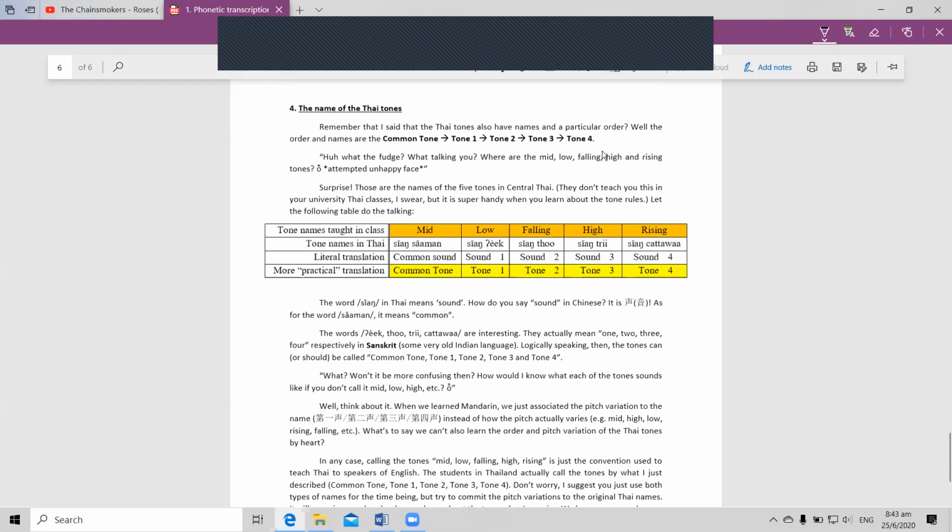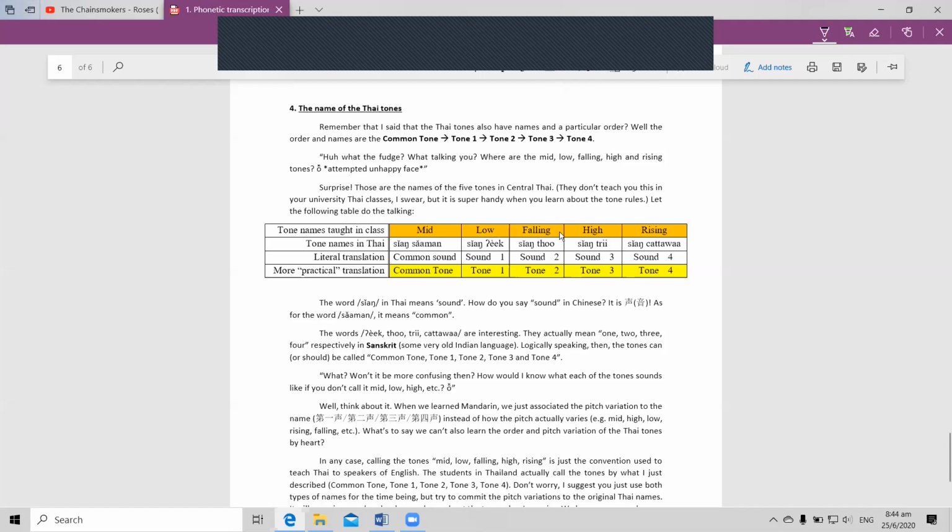And do they have other names? Yes. When the Thais learn the tones, they learn the names as the original names. They don't learn it as, oh, this is the mid tone, the low tone, the falling tone. These names, mid, low, falling, are just used to help learners who know English understand how to pronounce the tones. But there's another way of calling the tones, which is the original Thai names. And the names are in the same order.